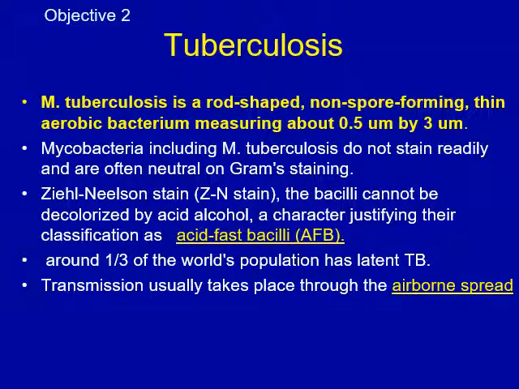Mycobacterium tuberculosis is a rod-shaped, non-spore forming, thin aerobic bacterium measuring about 0.5 by 0.5 by 3 micrometers. So these are the bacteriological characters of Mycobacterium tuberculosis. It is rod-shaped and non-spore forming. Mycobacterium tuberculosis is not stained by the gram stain. It is neutral in the gram stain.